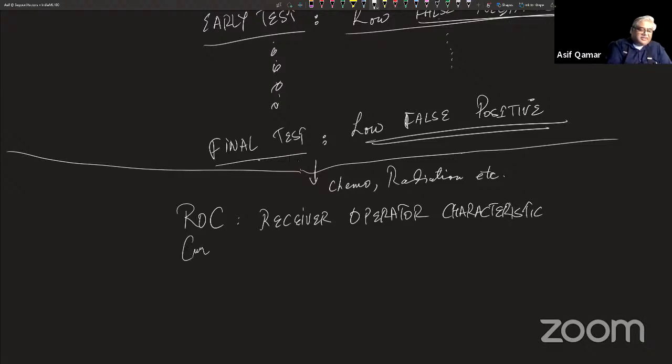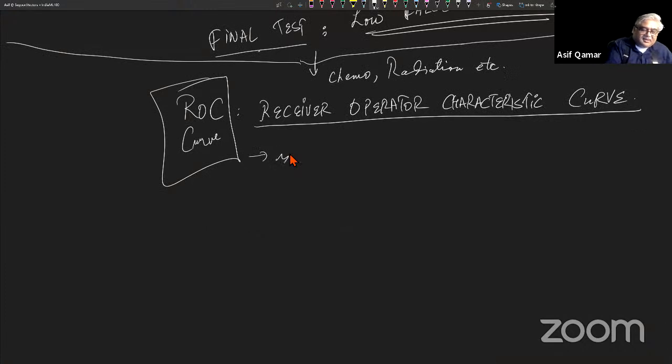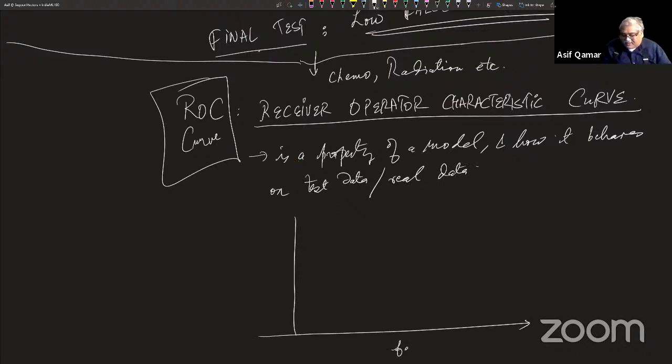Usually it is called the ROC curve. So characteristic curve. Well, that sounds like a scary, very technical term. So this receiver operator characteristic curve, the word is historic. It has been borrowed from signal processing. That is why that strange name. Most people don't call it by that strange name. They just use the word ROC curve. Now, what is this ROC curve? This ROC curve is a property of a model, and how it behaves on test data or real data. What happens is that there are two axes here. One is false positive and a true positive.